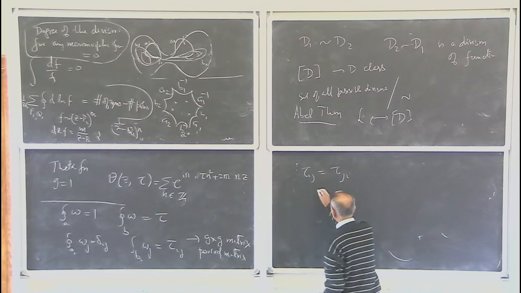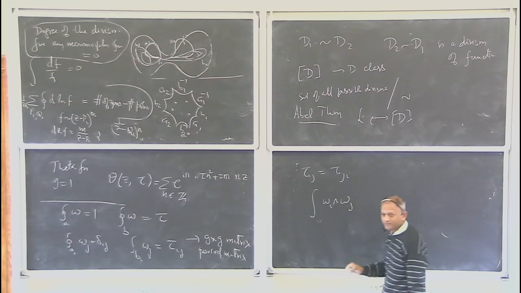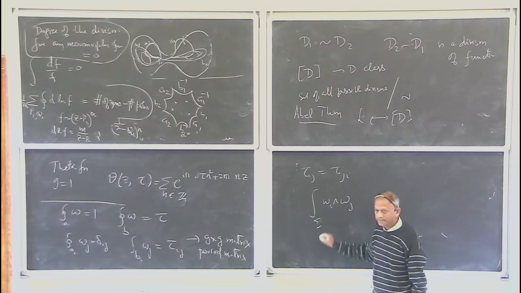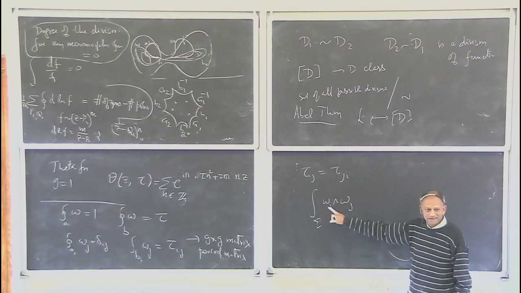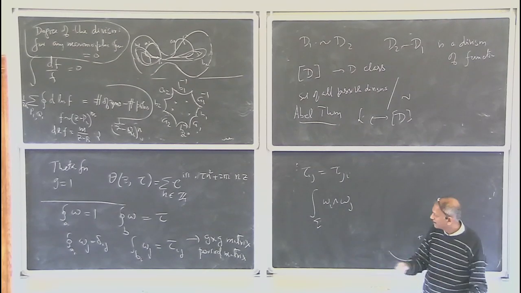If you take the integral of omega i wedge omega j over the full Riemann surface, this, of course, is 0, right? Because both are dz, the wedge product dz squared will be 0. It's antisymmetric, so this is 0.